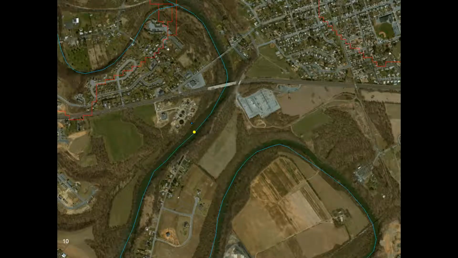Another data set that we put a fair amount of work into was the point source discharge data set. Point sources are really our strongest predictor of water quality conditions in the network. And for that reason, we put a fair amount of effort into trying to get those estimates correct.